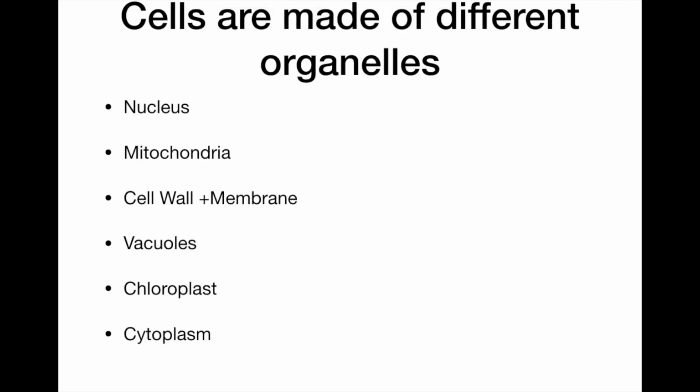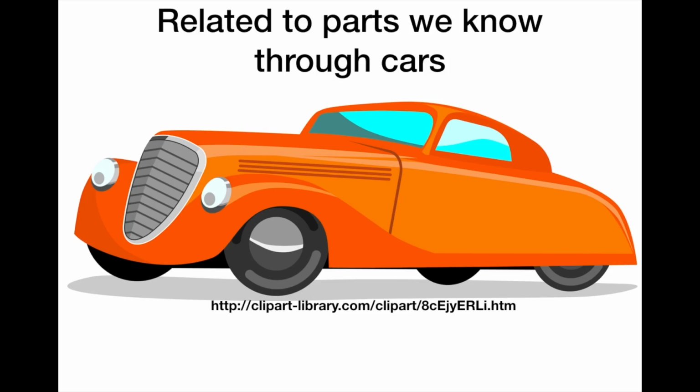So, for grade 8, we need to know that cells are made up of different organelles. They have a nucleus, a mitochondria, a cell wall and cell membrane, vacuoles, chloroplast, and cytoplasm. That's pretty tough to remember. So, I thought I might relate those parts to parts of cars.